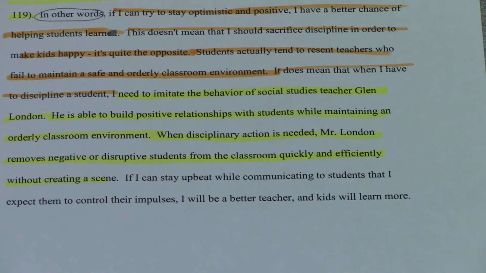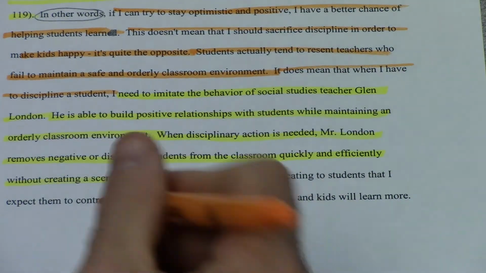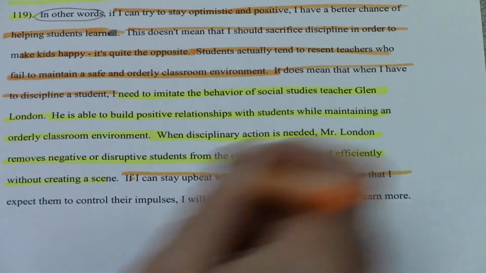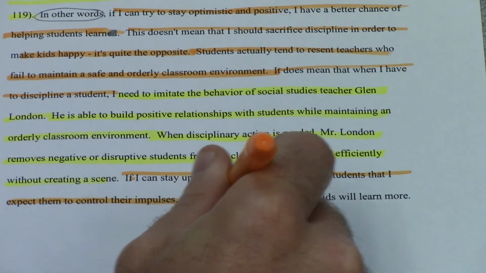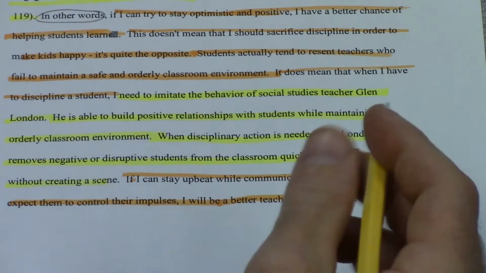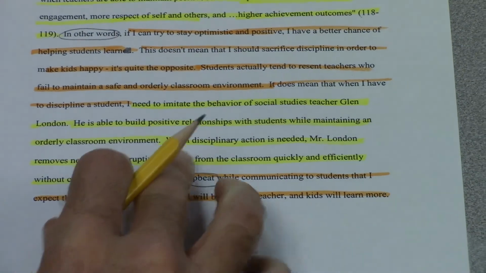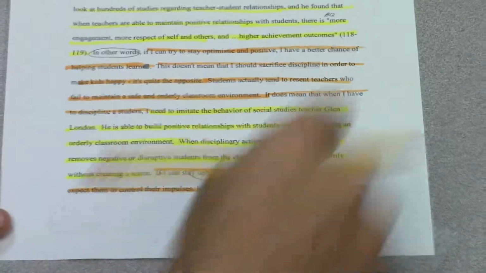Now I'm going to go into my concluding sentence, which should wrap everything up. Come back to this idea of being optimistic. "If I can stay upbeat while communicating to students that I expect them to control their impulses, I'll be a better teacher, and kids will learn more." Notice I didn't repeat the word optimistic. I used a synonym. I said if I can stay upbeat. So I came back to this idea that was in my topic sentence. That helps bring the paragraph full circle.